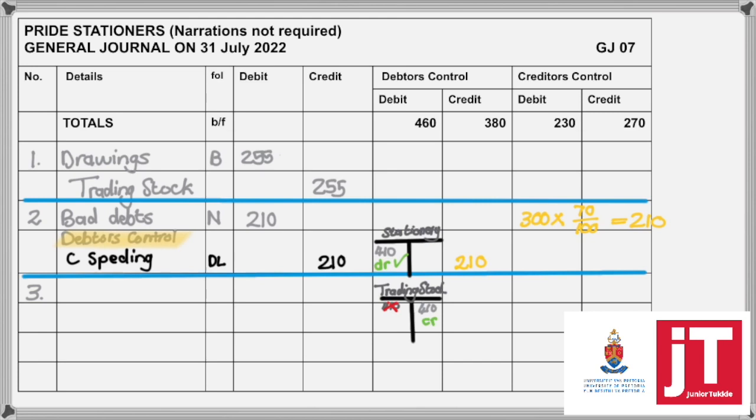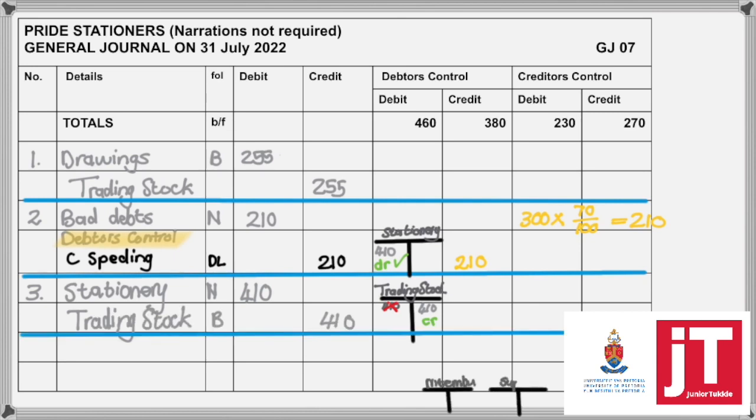Transaction number 3 is where we made the error, posting stationery as trading stock instead of stationery. So what should we do? We should draw our little T accounts, and we clearly see that we have to debit stationery and credit trading stock with 410 Rand. And that's a correction of an error.